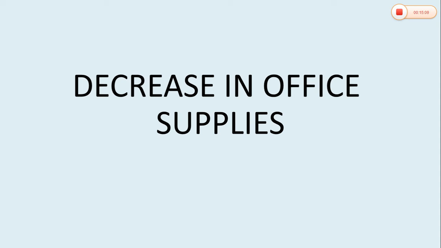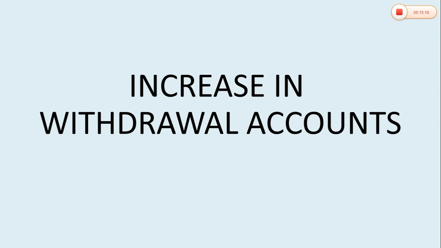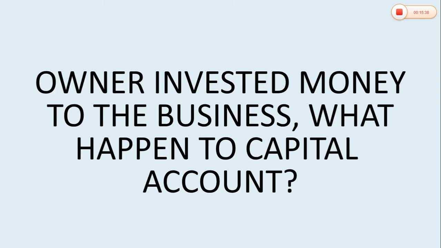The normal balance for asset is debit. But since it decreased, the other way around, the opposite, credit. Okay? Increase in withdrawal account. The owner withdrew for personal use. He took money from his business to spend on a date or to buy groceries for his personal transactions. So, the withdrawal account increased, you have to debit the account.